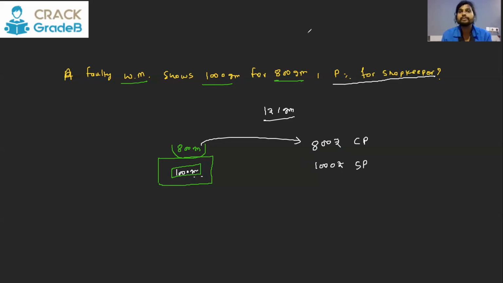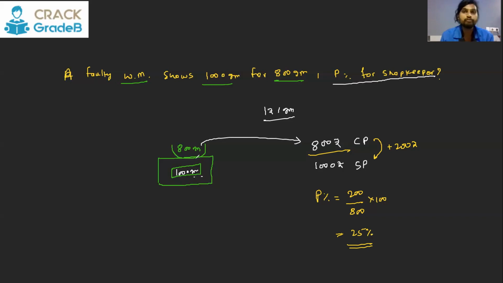So ultimately, he sold you 800 worth of stuff for 1000. That means he made a profit of 200 rupees on 800. So what is the profit percent? Profit percent is profit upon cost price into 100. And if you calculate, that is 25%. Hence, there will be 25% profit to the shopkeeper.